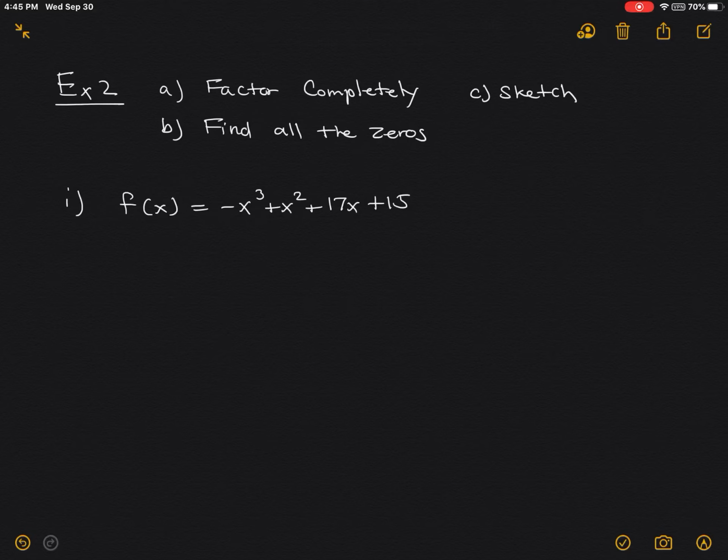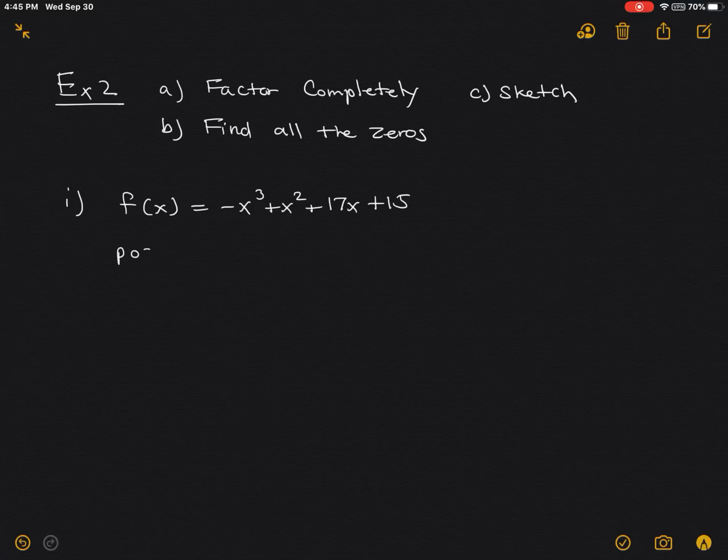All right, so let's take a look at two examples applying the rational root theorem. This one asks you to factor completely, find all the zeros, and sketch. Looking at this problem, typically when you see four terms like this, I would try factoring by grouping. But if you play around with these numbers, you're clearly not going to be able to factor by grouping. So factor by grouping doesn't work. We're going to use the rational root theorem.